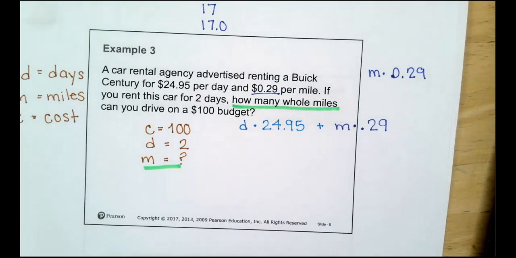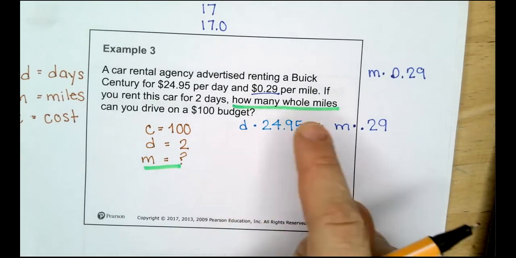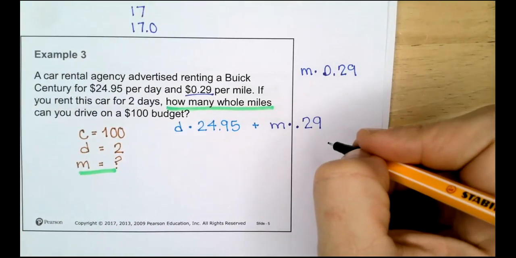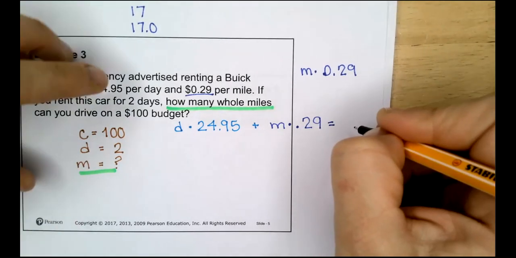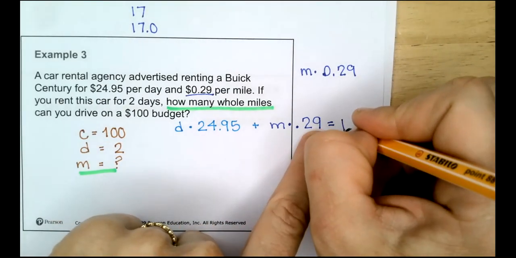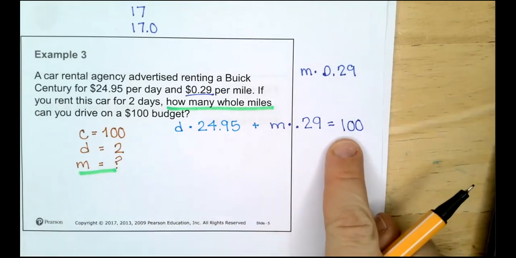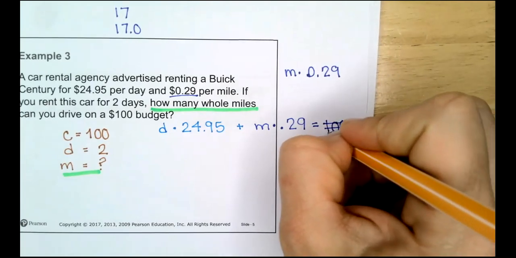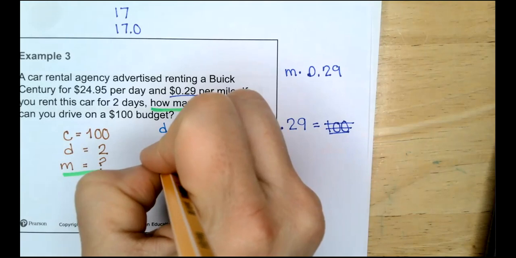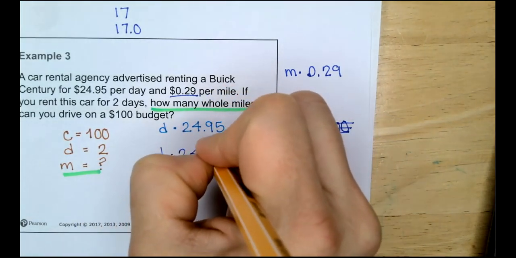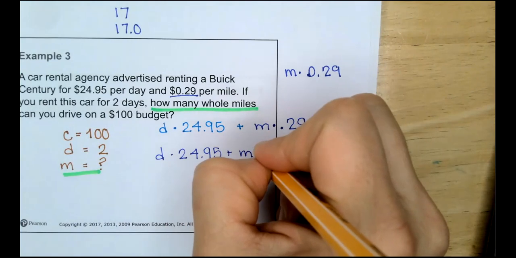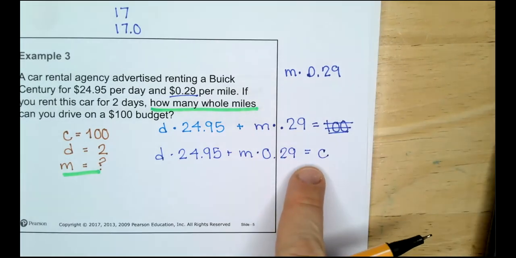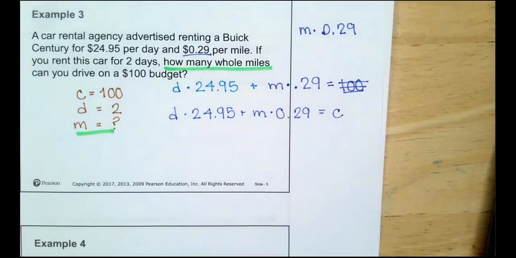So I'm renting my Buick for $24.95 a day and 29 cents a mile. How much will it cost? Oh, sorry. And I know it'll cost $100, but I shouldn't have written it like that. I like days times $24.95 plus miles times 29 cents equals the cost of your whole rental, right?